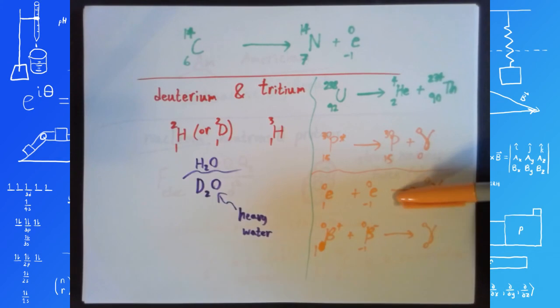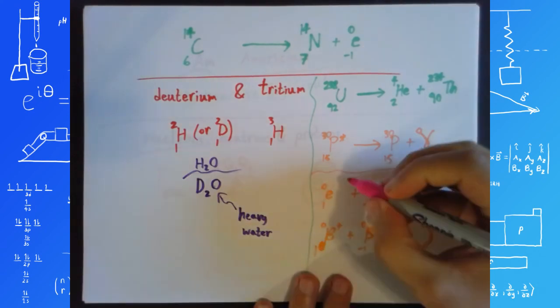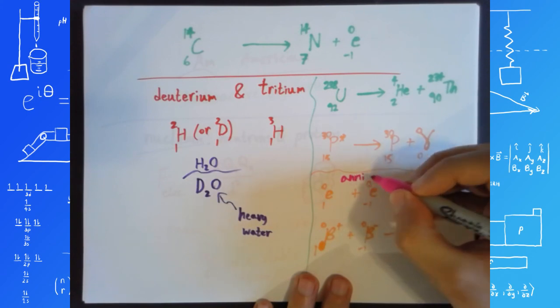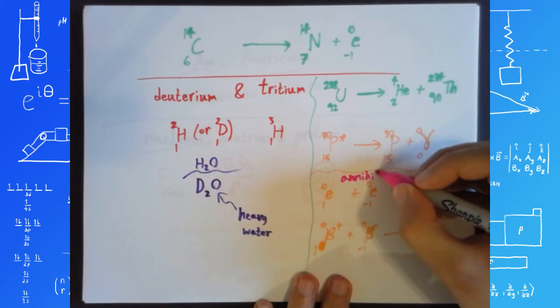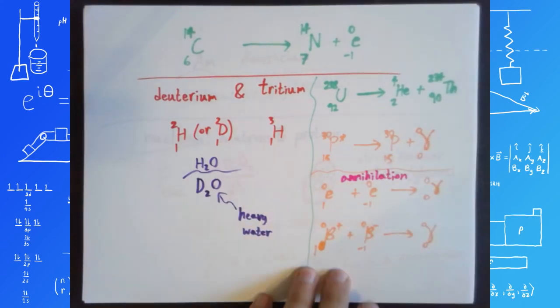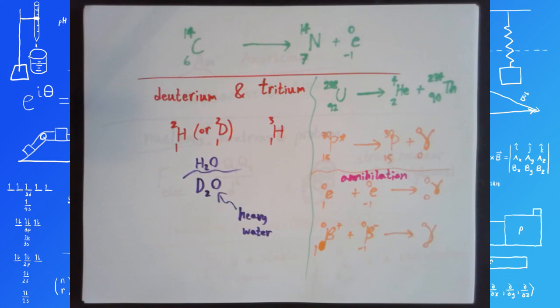So this is what you might refer to as annihilation in physics. If you're not taking physics, don't worry about that. But this is annihilation. Let's see if I can spell it correctly. I think that's how you spell it. When two antiparticles collide with one another, they annihilate, they disappear and turn into pure energy.